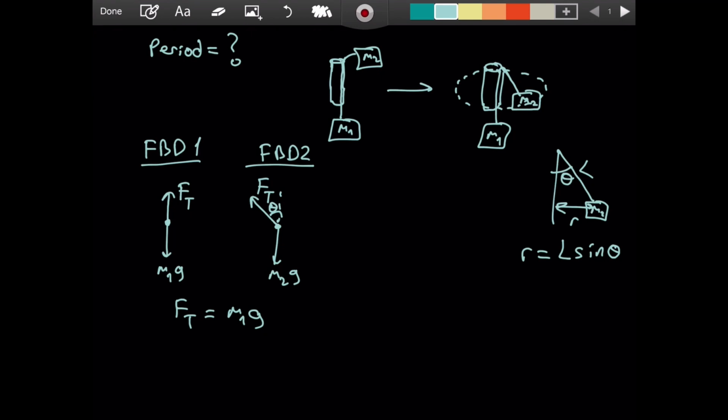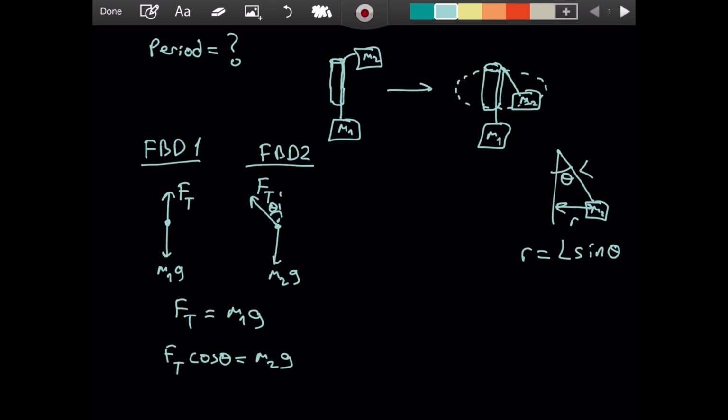And using the second diagram, as we discussed, the circular motion takes place on a horizontal plane. So mass 2 is not moving up or down, which means that the net force in the vertical direction on M2 is 0. So Ft cosine of theta equals M2G.